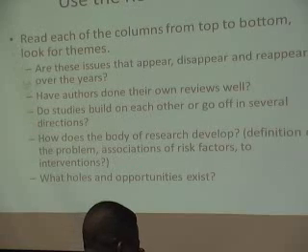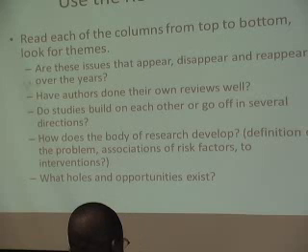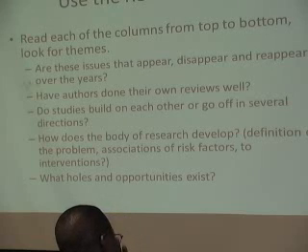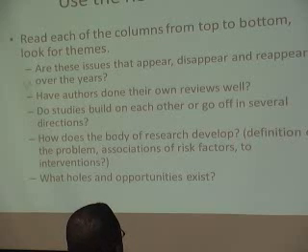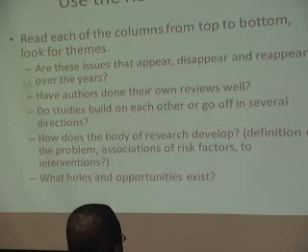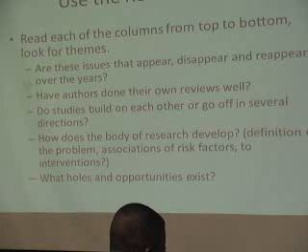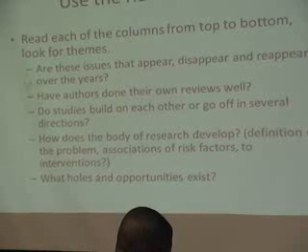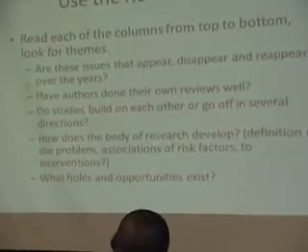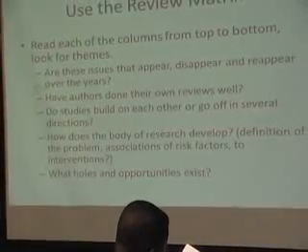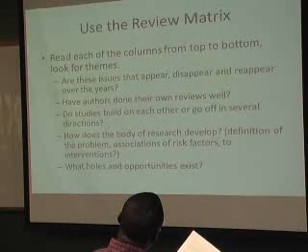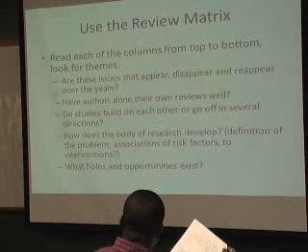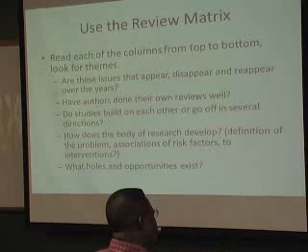So you're going to look at that review matrix, read those columns from top to bottom and look for the themes. Are there things that appear and reappear? Is there a certain time period where people are more focused on crashes in biking, for example? Why? Have authors done their own reviews well? As I said, you want to look at what they've missed. Do studies build on each other, or do they just go off in tangents and it's not very organized? That's an important thing to think about. Is the knowledge base growing?